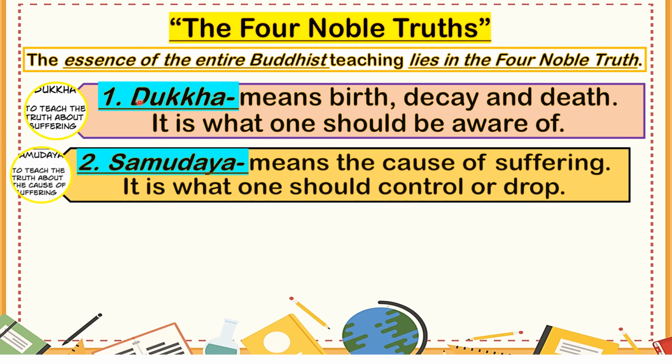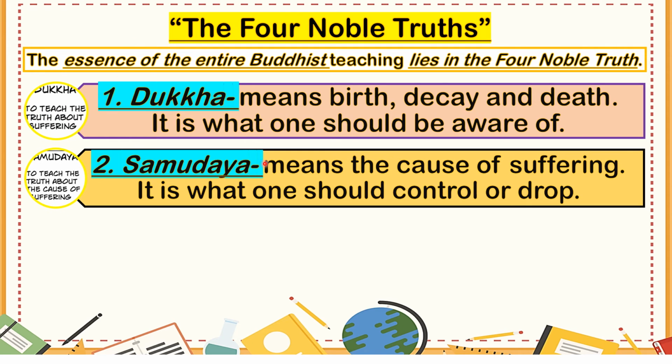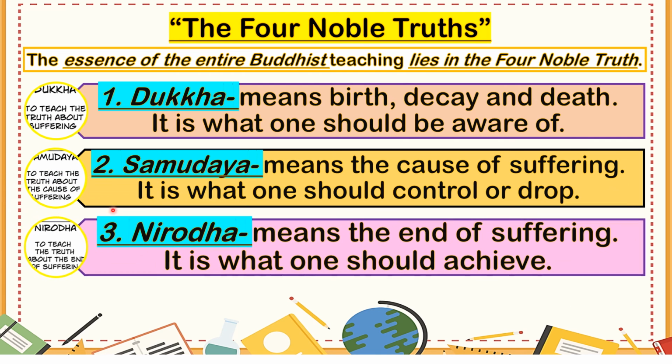The second one is Samudaya, which means the cause of suffering. It is what one should control or drop. We suffer because of our own doings, so we should learn how to stop and control ourselves so that we can end suffering. Next, the third one, Nirodha, means the end of suffering. It is what one should achieve. After knowing the cause of suffering, we have to end suffering.